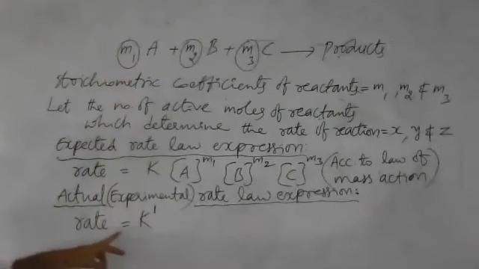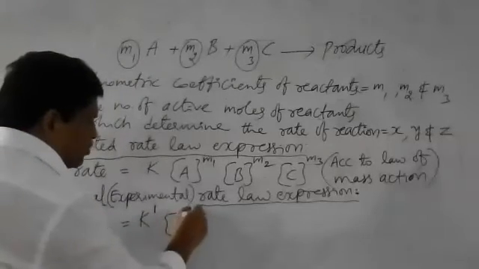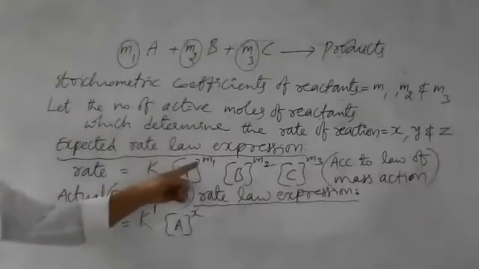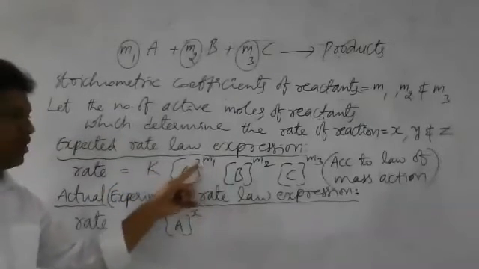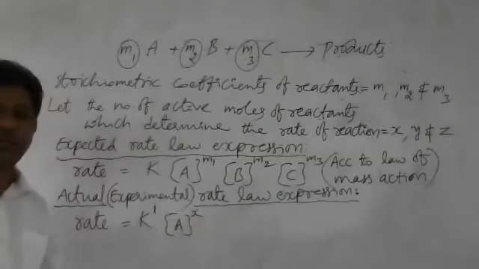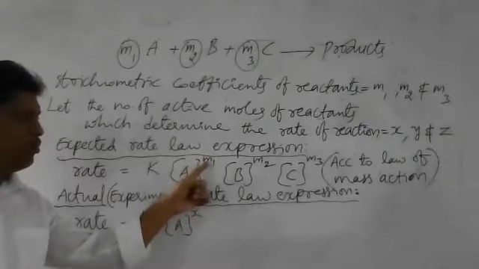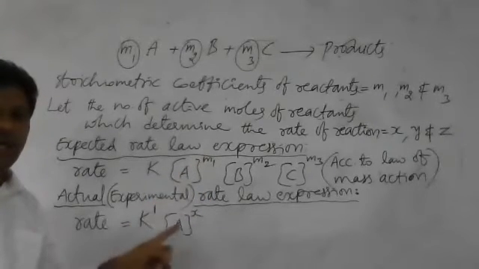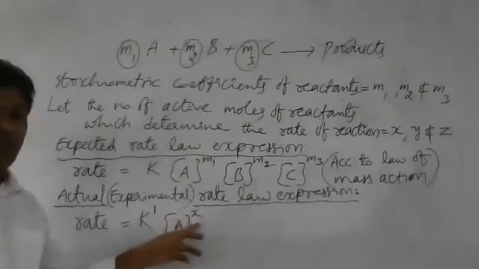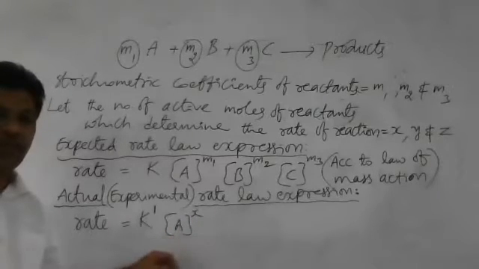So here rate is equal to rate constant K dash into A to the power of X moles. That means from M1 moles of A, how many moles are actively deciding the rate of reaction? X moles only. From experiment we have understood that concept. Out of M1 moles of A, only X moles of A decide the rate of reaction. That's why we are taking the power X. Here X is the power of the concentration term of A.